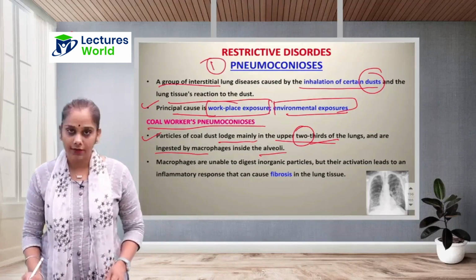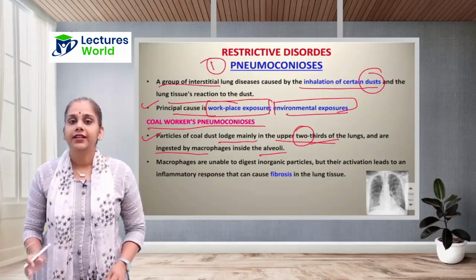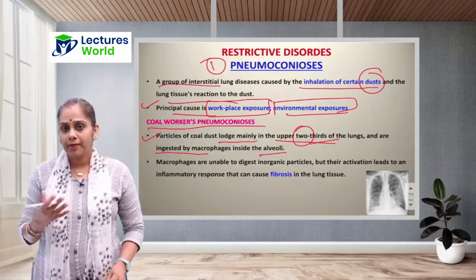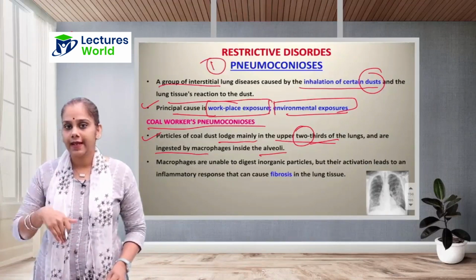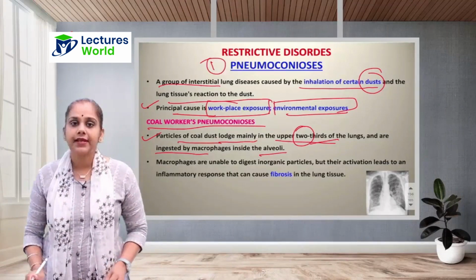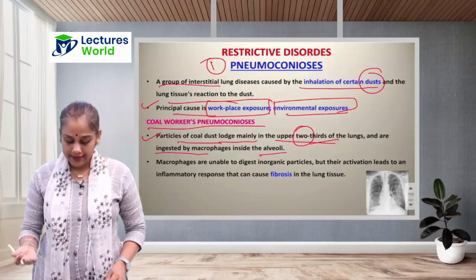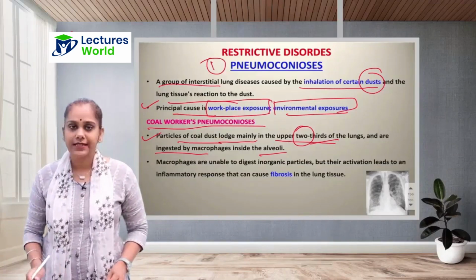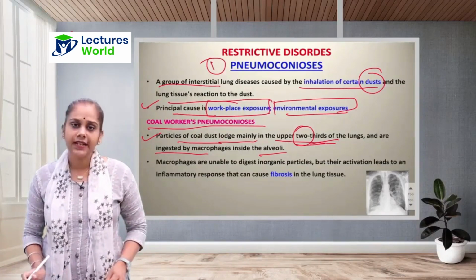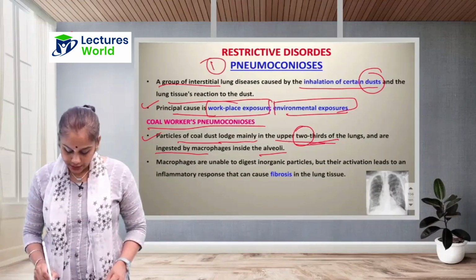Inside the alveoli there are macrophages. They kill the pathogens that are inhaled into the lungs. So coal dust can cause an infection. It is mostly lodged in the upper two-thirds of the lungs.